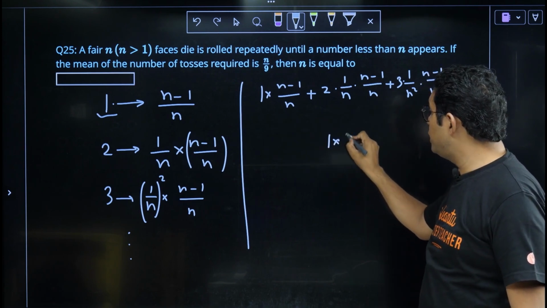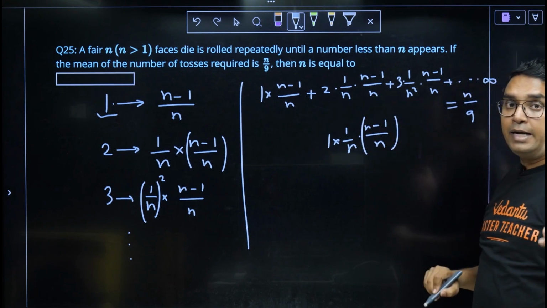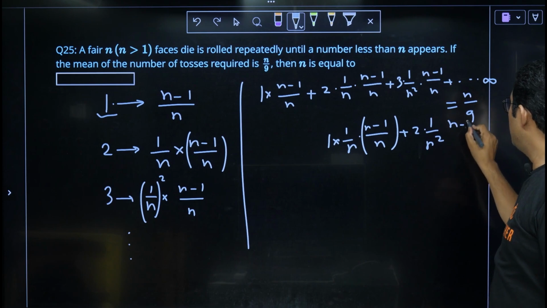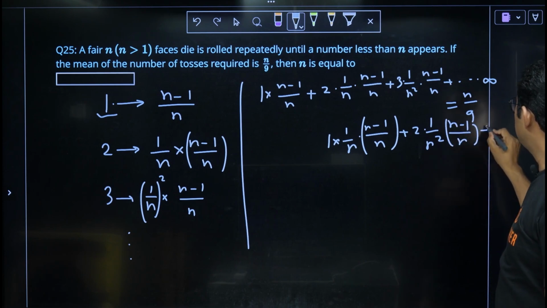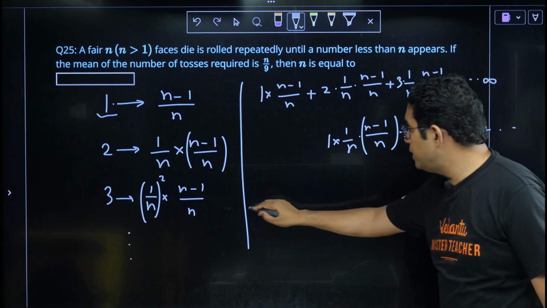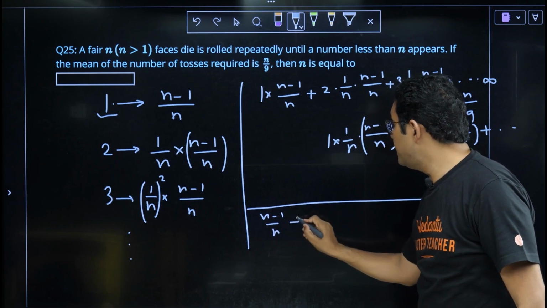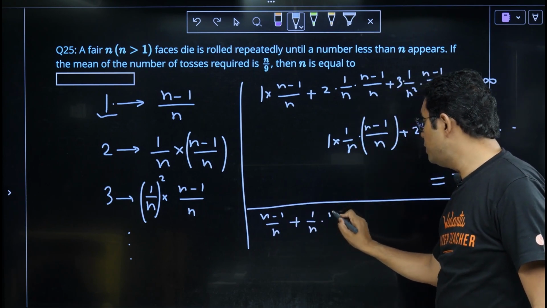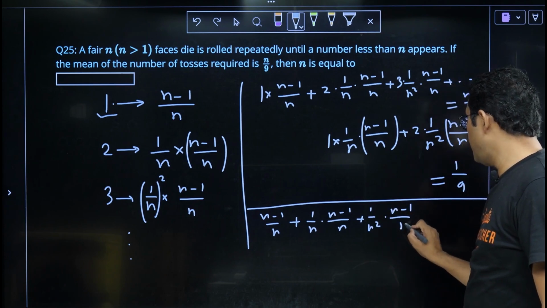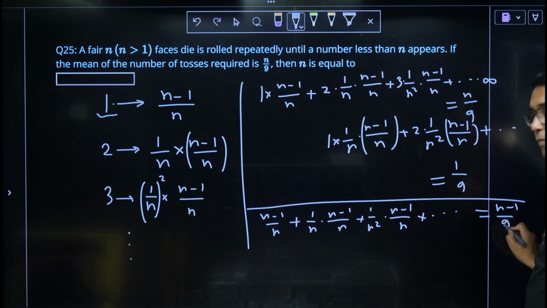So it will be 1 into 1 upon n into n minus 1 upon n. Then the second term will be multiplied by 1 upon n. So we will be having 2 into 1 upon n square into n minus 1 upon n, and so on. On the right hand side, when you multiply by 1 upon n, it will be just 1 upon 9 only. Now we will be subtracting them. So first term is n minus 1 upon n, plus here it will be 1 upon n into n minus 1 upon n, then 1 upon n square into n minus 1 upon n, and so on. And on the right hand side, it will be n minus 1 upon 9.